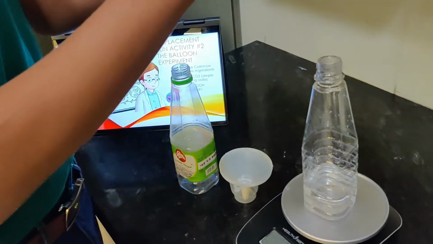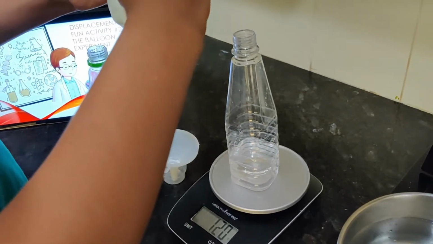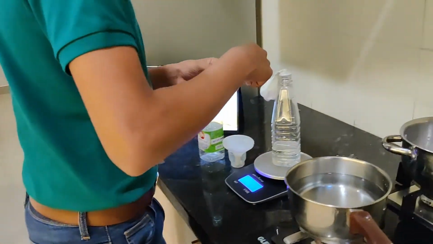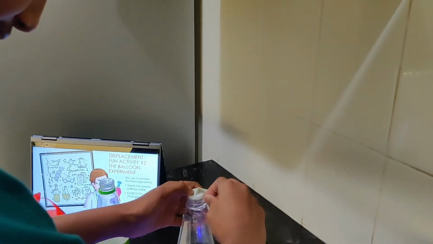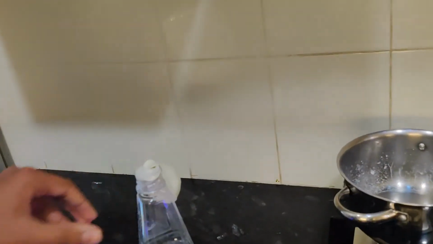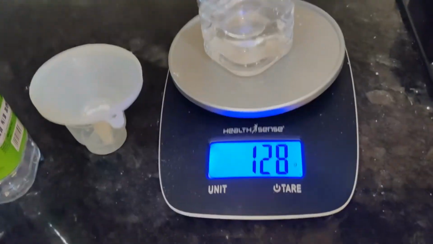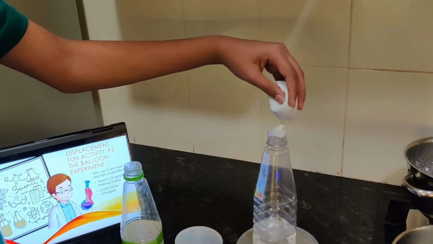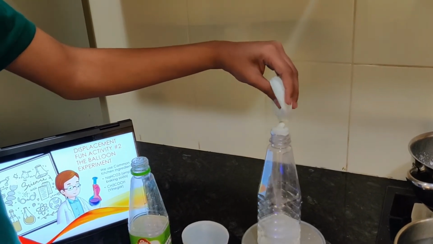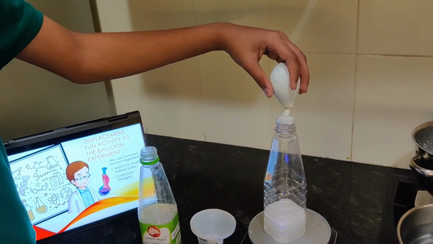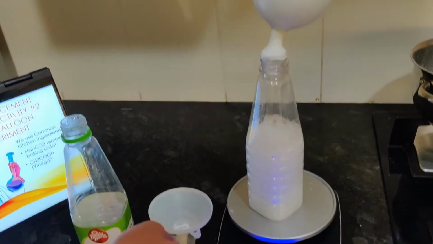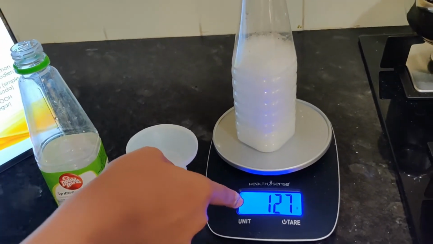Now that we've added the baking soda, now we have to seal this. I'm going to use cellophane tape as that will stop any of the air from escaping. Now this is the combined weight. Now, when I tilt the balloon like this, the baking soda mixes with the vinegar and the balloon starts to inflate. But if you look at the weighing scale, the weight stays the same.